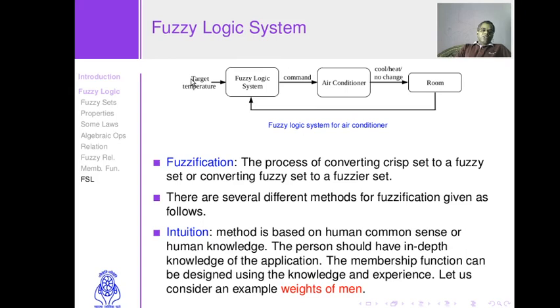So these types of commands are provided by the fuzzy logic system to the air conditioner. So here target temperature and room temperature both are crisp values. These are converted with the help of a fuzzifier to the fuzzy quantities.